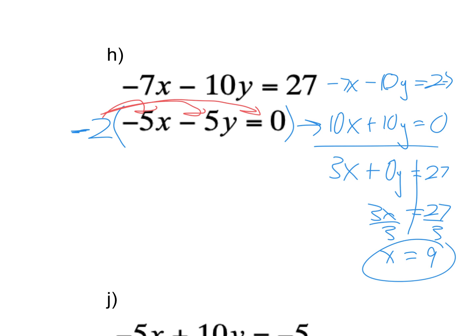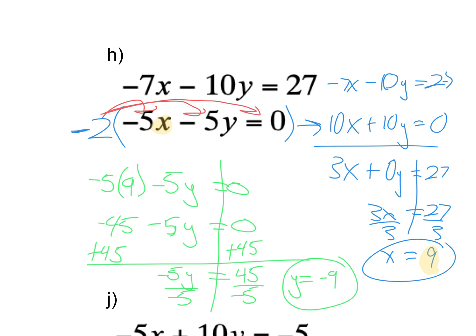All right, our last step is we need to substitute this 9 into one of these two equations for x and solve it. So I want you to pause and do that really quick, and then unpause and see what you get for y. All right, I got y equals negative 9. If you got something different, check your work.